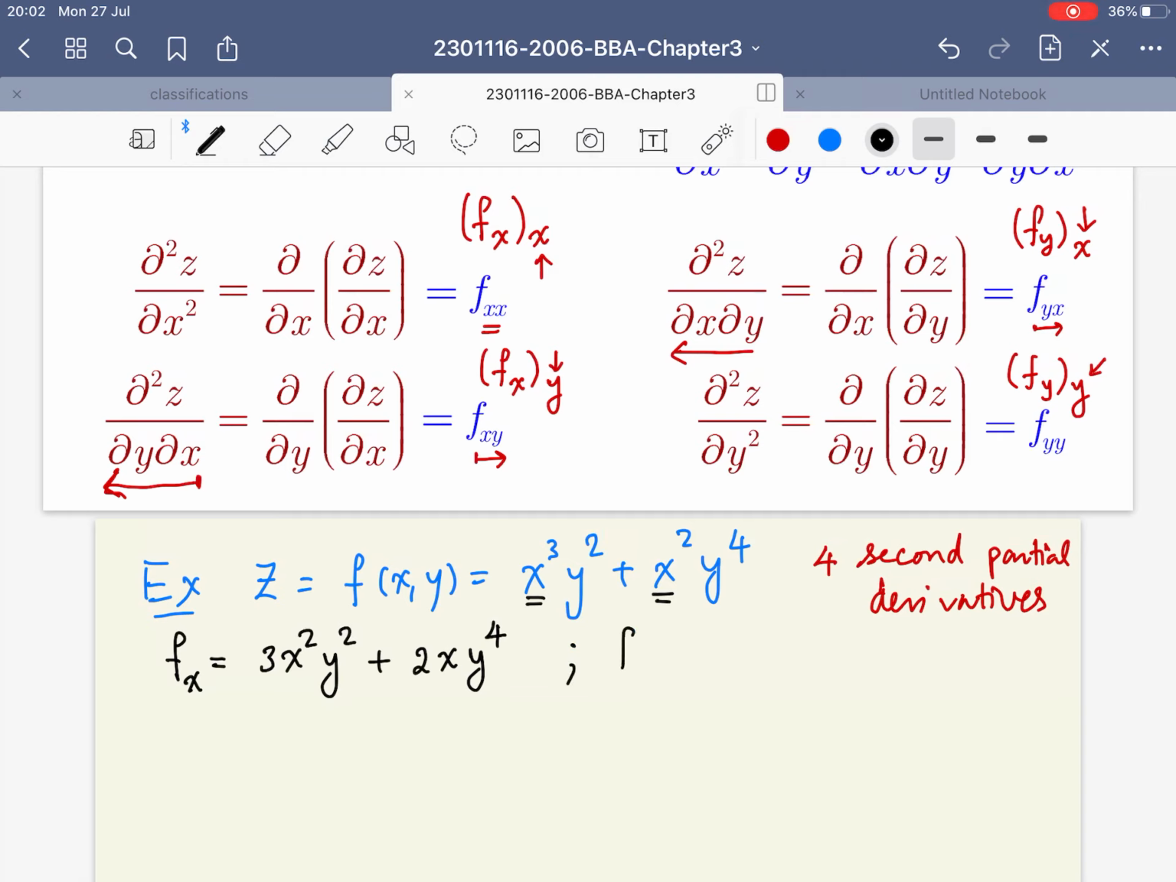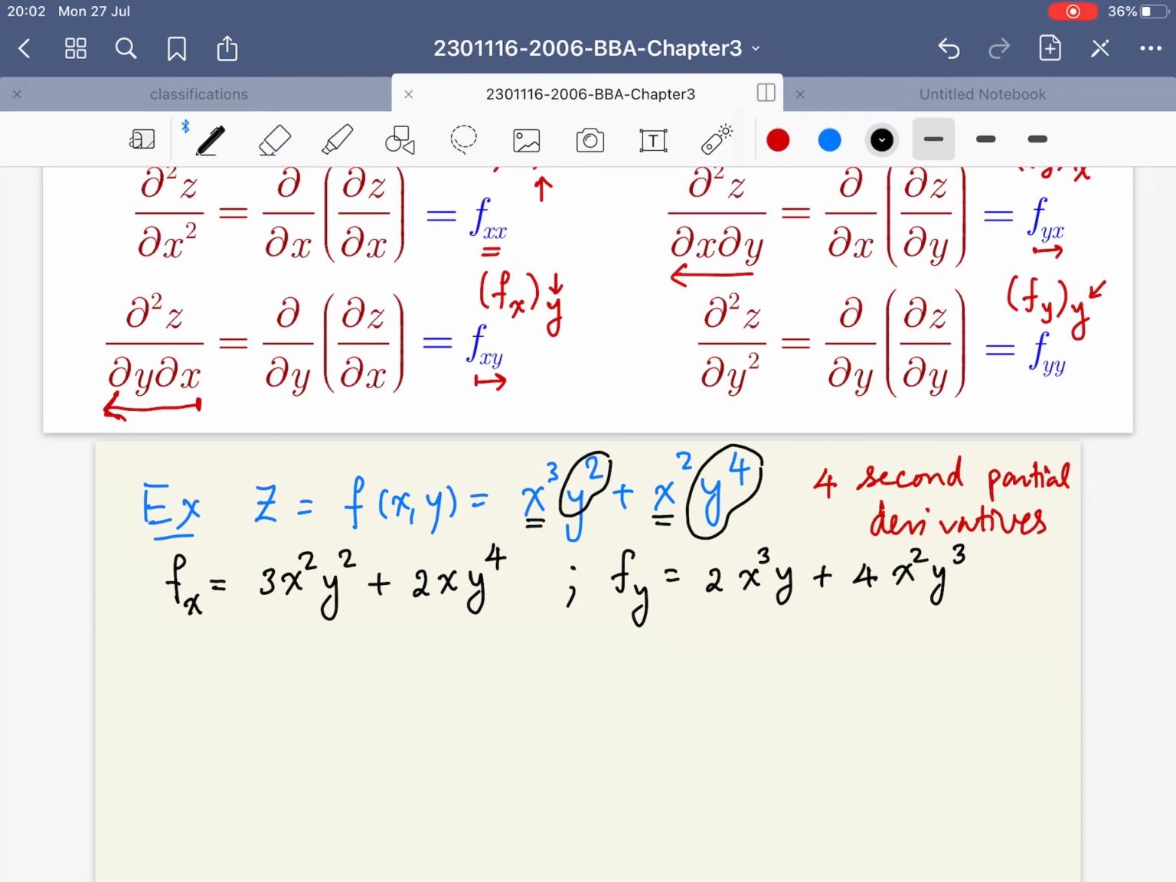okay. And f sub y, a derivative with respect to y, okay. Then right now the derivative goes directly to your y squared, so you have 2y, and then you got x cubed standing still. And for the second term, it goes directly to your y fourth, so you have 4y cubed, and x squared just stands still like that.